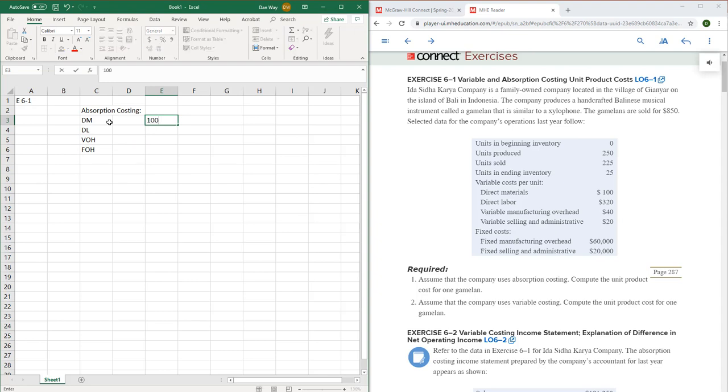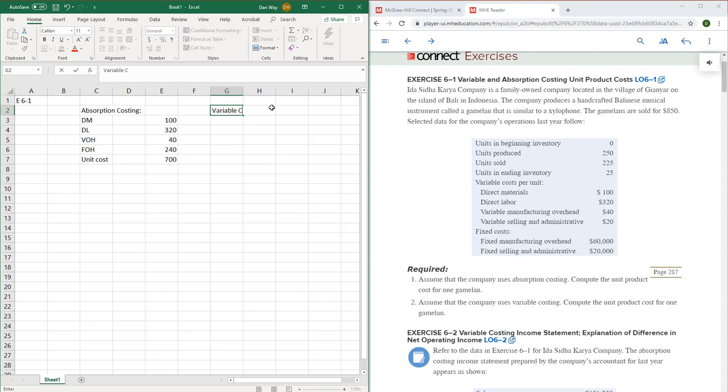Direct materials is $100 per instrument. Direct labor is $320. Variable overhead is $40. And then for fixed overhead, we've got to do a little bit of math here. Our total fixed overhead for the year is $60,000, and that's based on 250 instruments produced. So if I take that full $60,000 divided by the 250, that's $240 per unit. My total unit product cost becomes the sum of those four things. I use the sum function here in Excel, and there we go, $700.